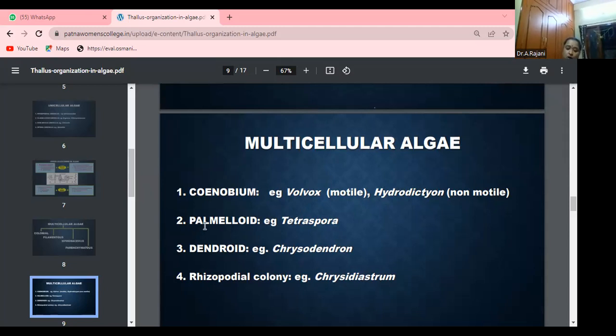Palmelloid colony: a colony in which there is no fixed number of cells, and these non-motile cells are embedded in an amorphous mucilaginous sheath or mucilaginous cover. The best example, Tetraspora. Next one, dendroid. In the multicellular, the structure dendroid. Coenobium colony, palmelloid colony, and dendroid colony. Dendroid means tree-like structure.